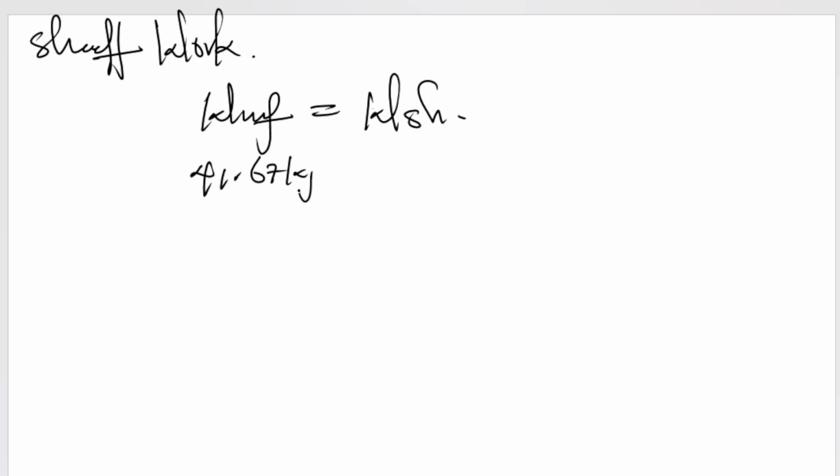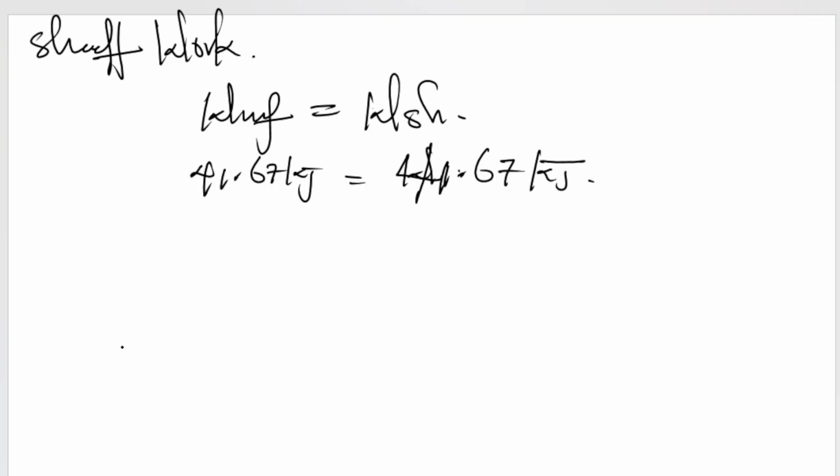41.67 kilojoules. Your shaft work will also be what? 41.67 kilojoules. So this is telling the examiner that your shaft work is still the same value as your non-flow work. So without further ado, we've already calculated the work done of the system.